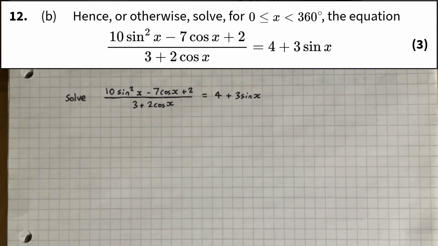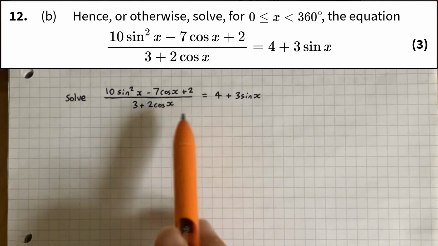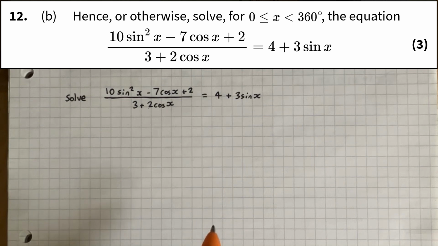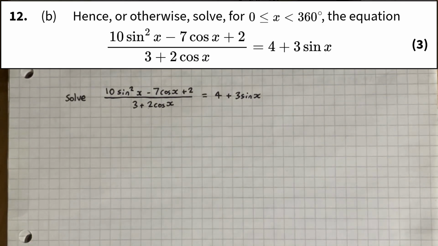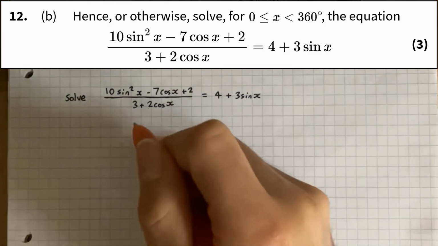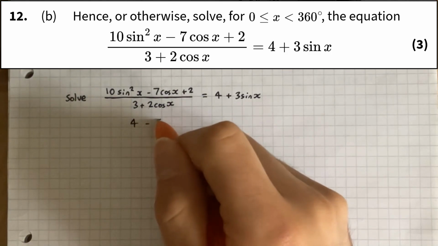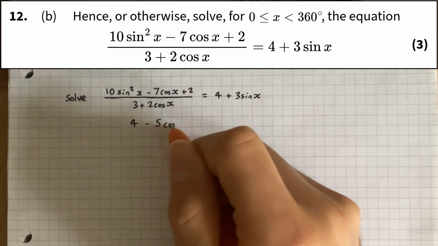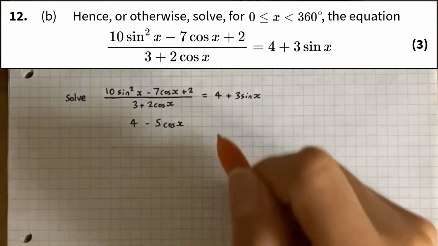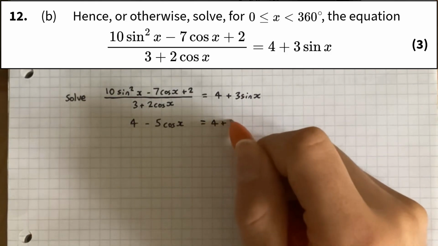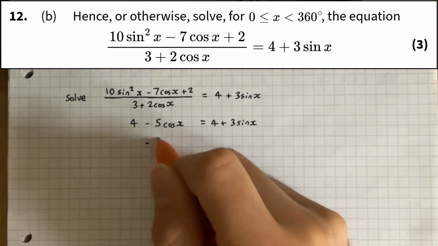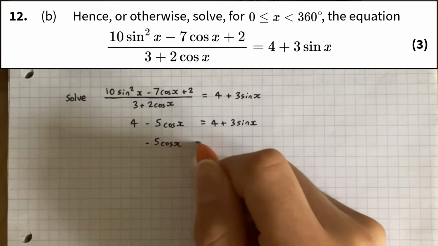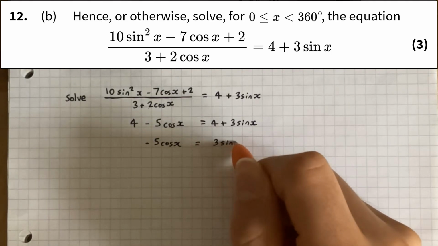In order to solve this equation, what you've got to notice first of all is that this left-hand side is exactly the same as in part A, except it's got x instead of theta. So the first step is always going to be use part A in order to rewrite the left-hand side. Part A was 4 minus 5 cos theta, but in this question we're going to change it for an x. The right-hand side is 4 plus 3 sine x. In this step, we can now take away 4 from both sides. So we're going to get minus 5 cos x equals 3 sine x.